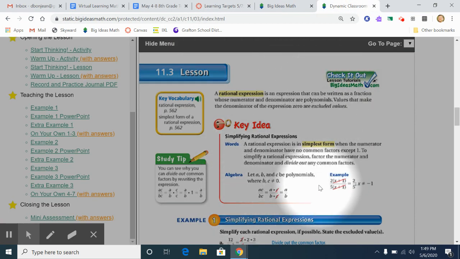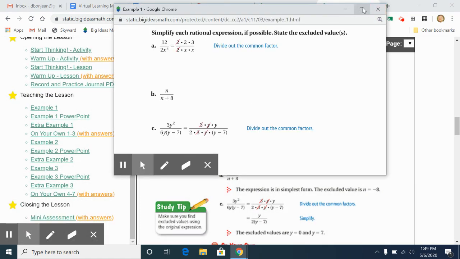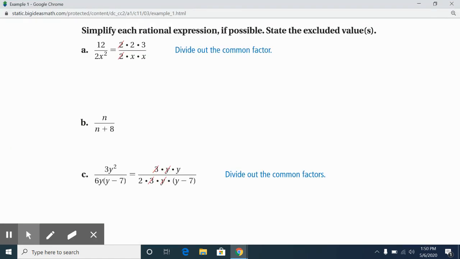So we're going to start with the most basic types of examples we possibly can to make sense of this. All right, so here we go. Getting into example 1. So let's take a look at what the book does. They basically show the prime factorization of these two expressions, these two polynomials, okay? So they're taking 12 and breaking it into its prime factorization of 2 times 2 times 3. They're doing the same thing with 2x squared. Prime factorization would be 2 times x times x.